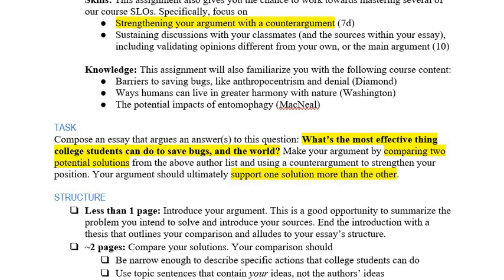So that means, as a writer, I'm going to need to look at my sources, look at my research, and pick one thing I believe is most effective, and I need to write my paper on that topic, proving my argument, and proving that with those pieces of evidence and research. You can see I've highlighted two more things here. We have comparing two potential solutions, as well as supporting one solution more than the other. That simply is referring back to the idea of a comparative argument. So, in conclusion, as we write about what the most effective thing college students can do to save bugs, we need to make sure that we're addressing other arguments in a way that supports our own argument.